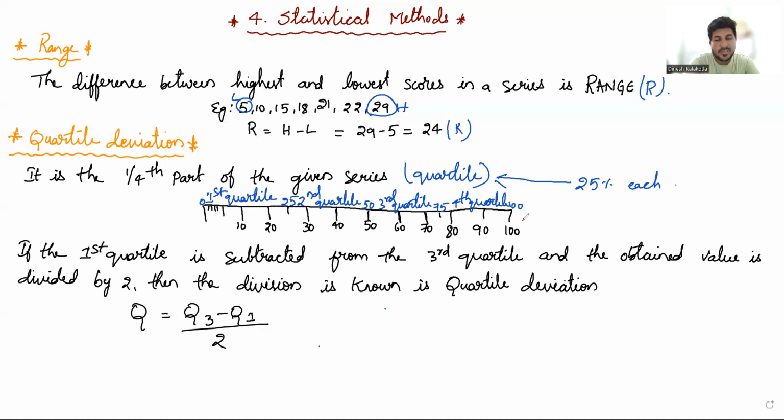Q is equal to Q3 minus Q1 by 2. Q3 is the third quartile, minus the first quartile, by 2, which is a constant.